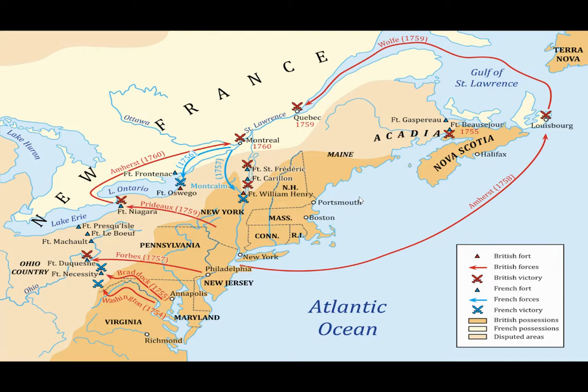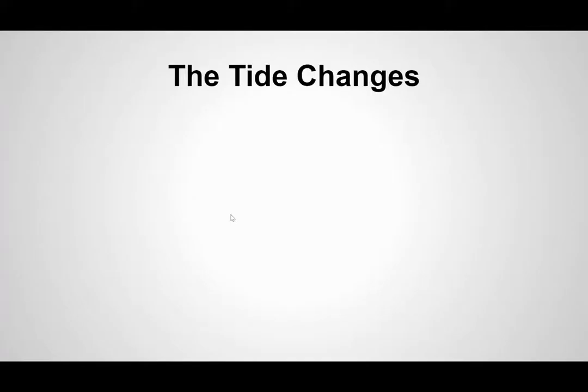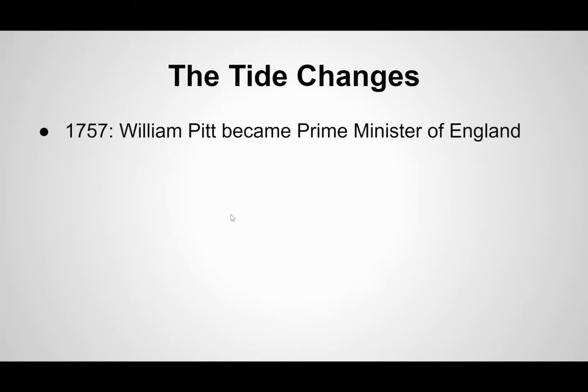You can see the red are British victories, and the blue are French victories. We're not going to talk too much about the military aspects of the war. If you're interested in learning more about that, you could watch the movie The Last of the Mohicans. It's about the French and Indian War. But I told you for the first 2 years, the French and the Indians were pretty successful, but then the tide starts to change for a couple reasons.